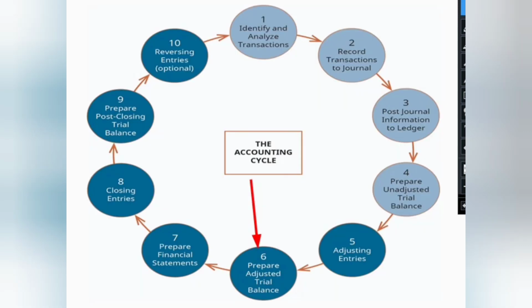After preparing the adjusting entries, we need to prepare the adjusted trial balance at step 6. After preparing the adjusting entries, transactions like depreciation, prepayments, and accruals are adjusted with the unadjusted trial balance that we prepared at step 4. This should be adjusted to get the adjusted trial balance. The adjusting entries must be adjusted with the unadjusted trial balance to get the adjusted trial balance. So in step 6, we prepare the adjusted trial balance by adjusting.